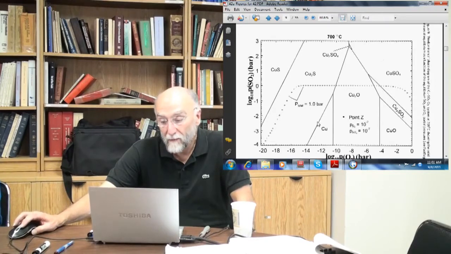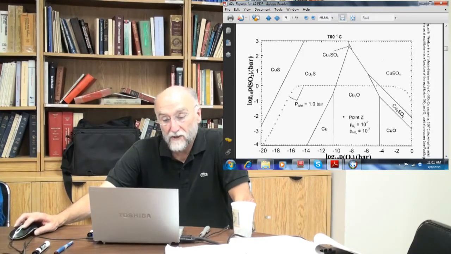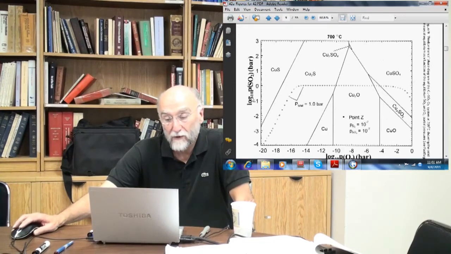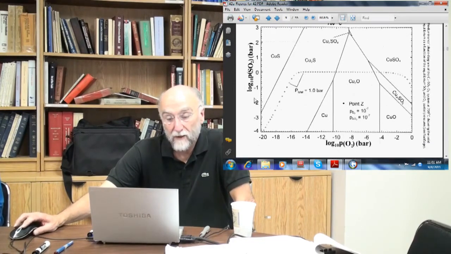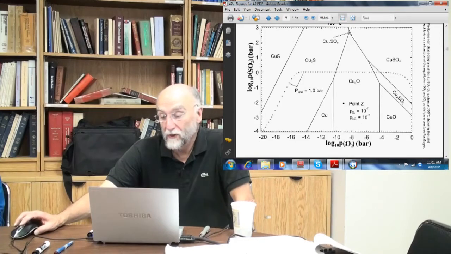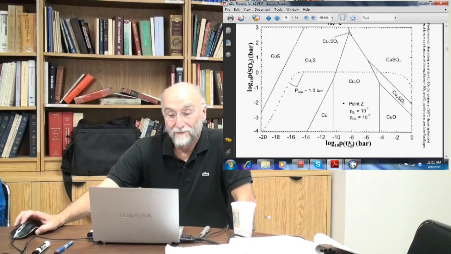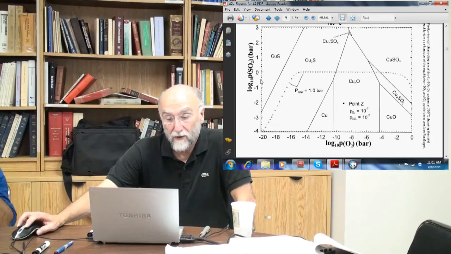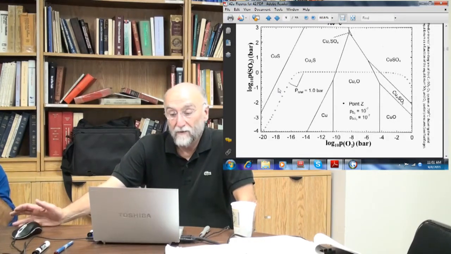It's important to remember when you're interpreting this diagram, the most common error that people make when they're interpreting the diagram is they think that PSO2 and PO2 is the total pressure in the system. Okay, so they say, look, if I put a PSO2 of less than 1 atmosphere, say I put an SO2 pressure of 10 to the minus 1, and I put an oxygen pressure of 10 to the minus 18 or something. Okay, so I'm at this point here. Then I'm going to have Cu2S.